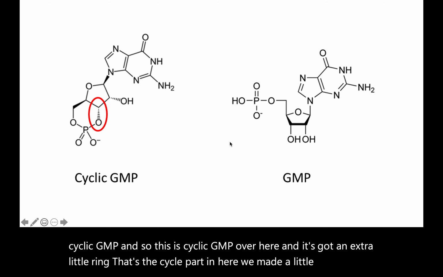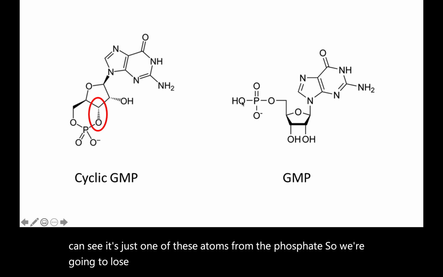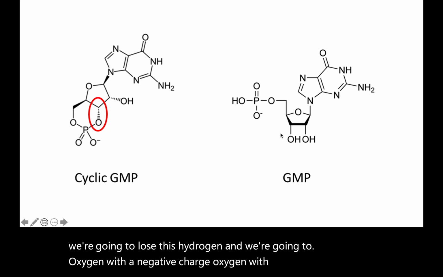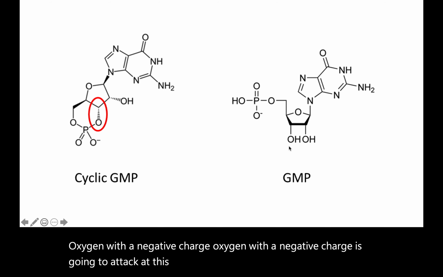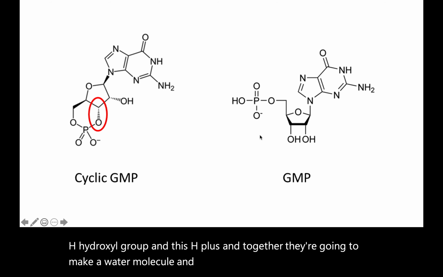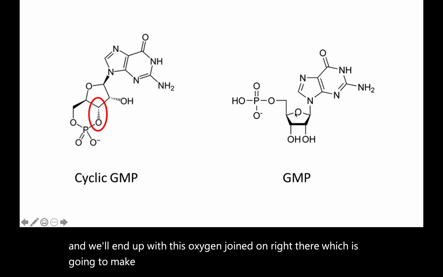And you can see it's just one of these atoms from the phosphate. So we're going to lose this hydrogen, and we're going to have 2 oxygen with a negative charge. Oxygen with a negative charge is going to attack at this carbon right here. It's going to push off this OH hydroxyl group and this H+, and together they're going to make a water molecule. And so that water molecule will go away, and we'll end up with this oxygen joined on right there, which is going to make another little ring next to this is the ribose ring.